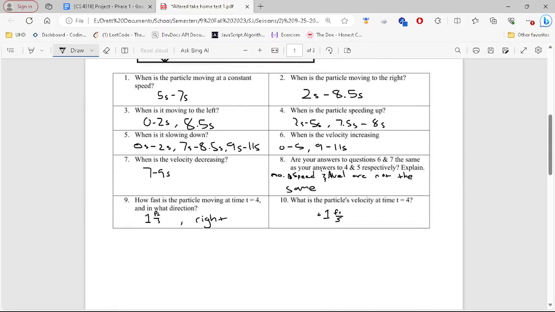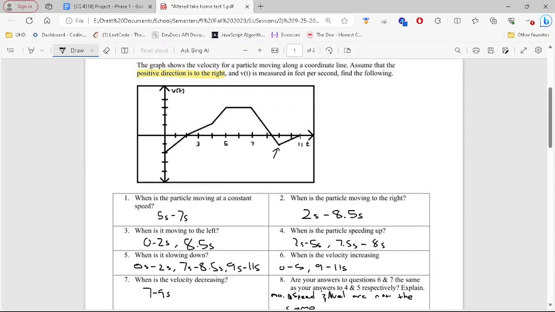But let's give a different example. Let's say right here, at t equals 9 seconds. The speed at t equals 9 seconds is going to be 1 feet per second, and the direction will be to the left because it is negative. Now, the velocity is both of these combined, so it's negative 1 feet per second. You get it? Let's go.